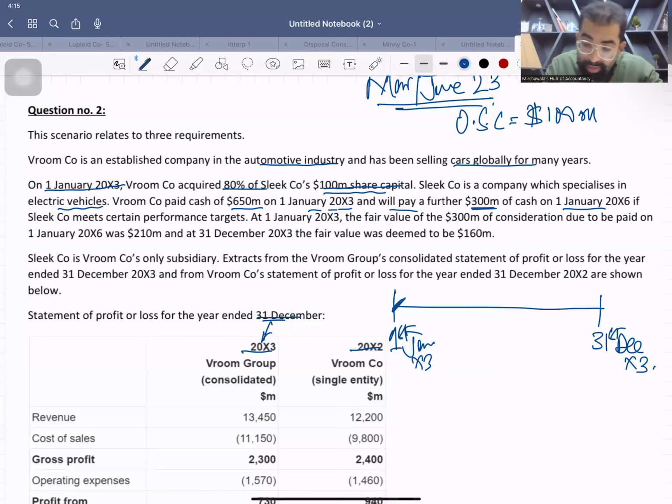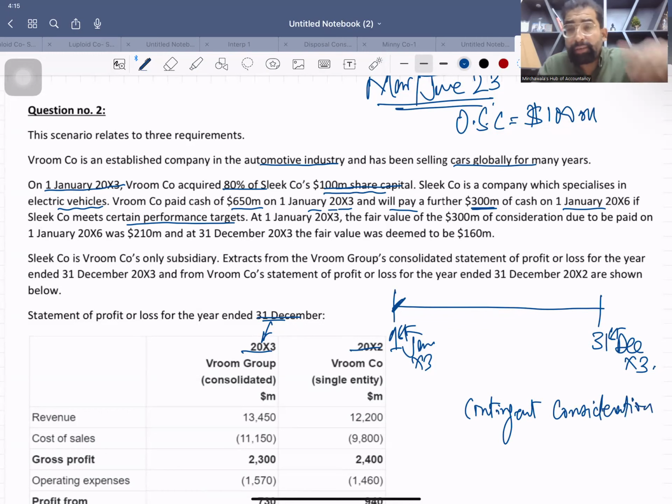like after 3 years, if Sleek company meets a certain performance target. Now, this is what we call contingent consideration. We'll pay the cash if this happens, if that happens, then we'll only pay. So this is what we call contingent consideration. And IFRS 3 says clearly, listen, contingent consideration must always be recorded at fair value of acquisition.